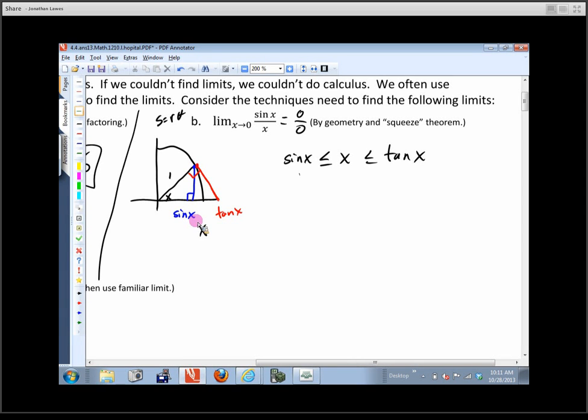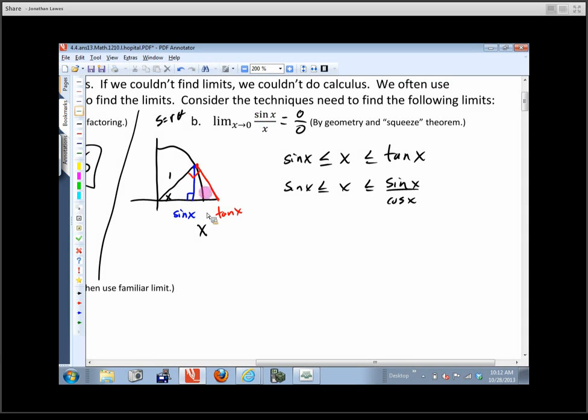Okay, so here's what we're going to do. We're going to take this, and I'm going to rewrite this as a sine over a cosine. So I'm going to write: sine of x less than or equal to x, less than or equal to sine of x over the cosine of x. Now, I need a sine x over an x. What if I went through and did this?